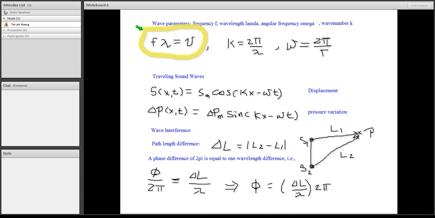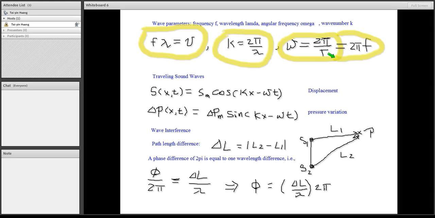Now, what is the wave number? Wave number is 2 pi over the wavelength. That you should know because we dealt with this in physics 311. Omega is the angular frequency. Angular frequency and the period are related by omega equals 2 pi over T. And also, if you recall, omega is equal to 2 pi times the frequency. These are things that most of you should already know, and this is how the wave characteristics are related to each other.